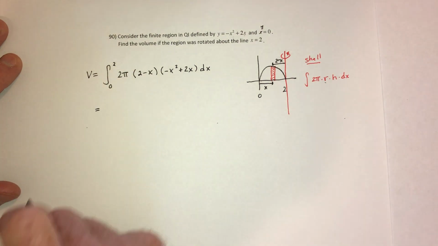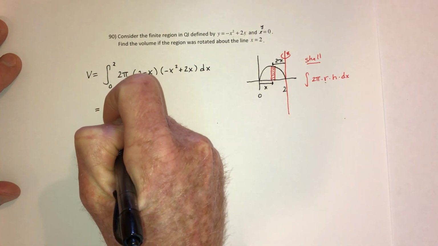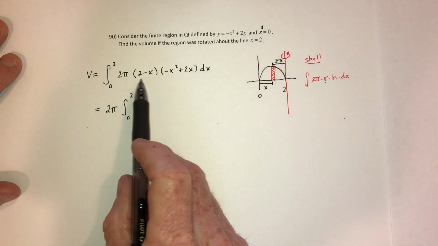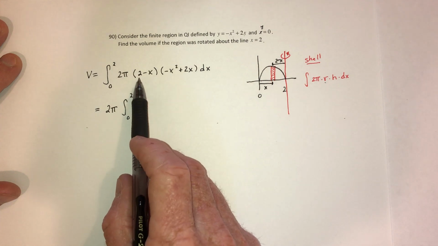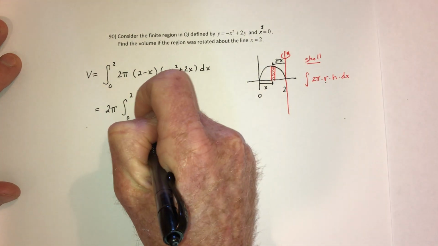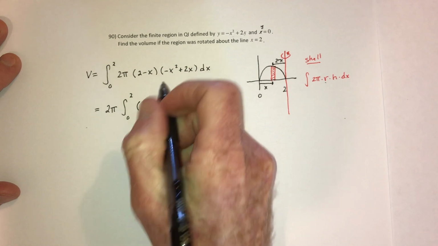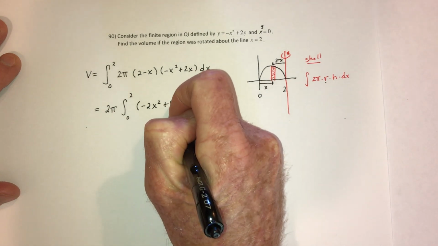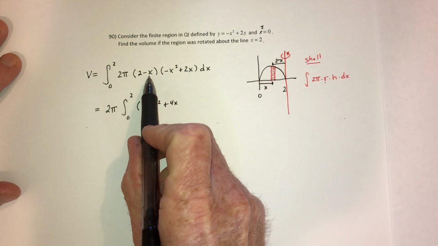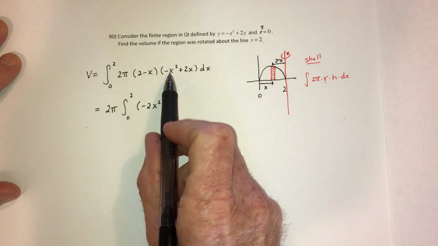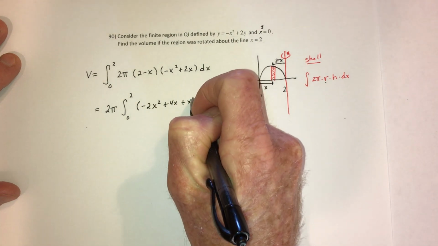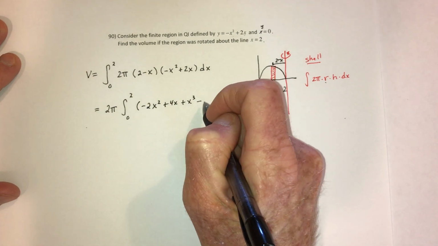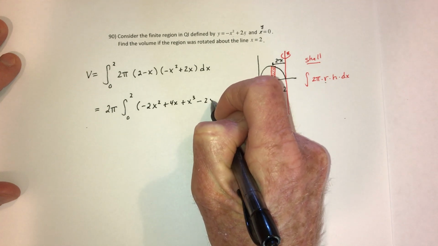Now start working on it. So one thing I could do is factor out 2 pi. And then I would need to multiply this out. So multiply through by a 2. So there would be negative 2x squared. And then this would be plus 4x. And then multiplying this one and this one produces plus x cubed. And then the last one times the last one is going to be minus 2x squared.